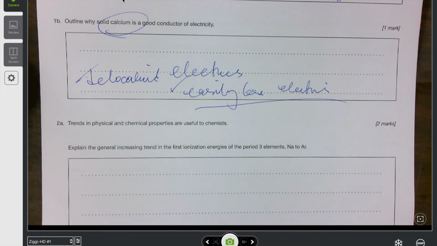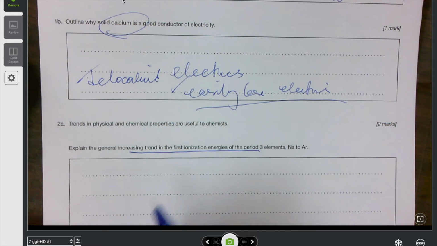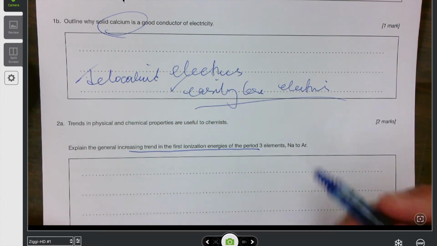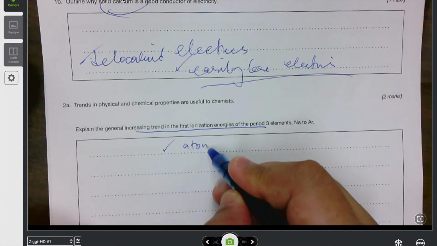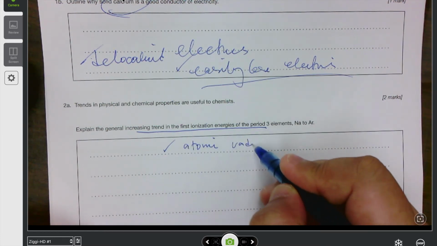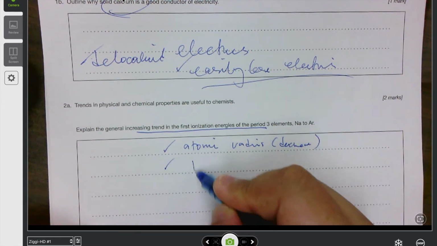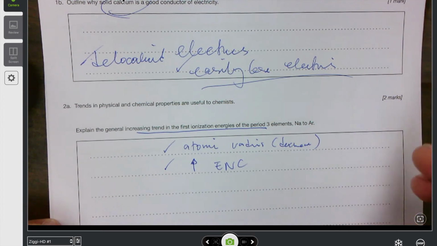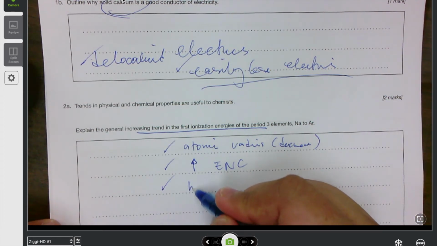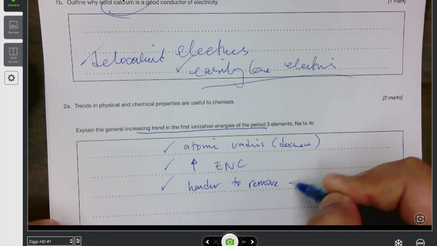Okay, 2A, increasing trend in ionization energy. Many of you were not using the keywords that I was looking for, but I still considered it. Anyway, I was looking for atomic radius. There's a decrease in atomic radius. Therefore, increase in effective nuclear charge. Harder to pull, harder to remove electrons.